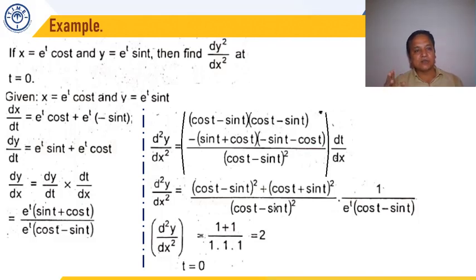x is equal to e to the power t cos t, y is equal to e to the power t sin t. First we calculate dy by dx and then again differentiate for d2y by dx square. Just differentiate dy by dx and multiply by dt by dx. We use the quotient rule also in this and then substitute t equal to 0 in the last step to simplify the value, which comes out equal to 2.